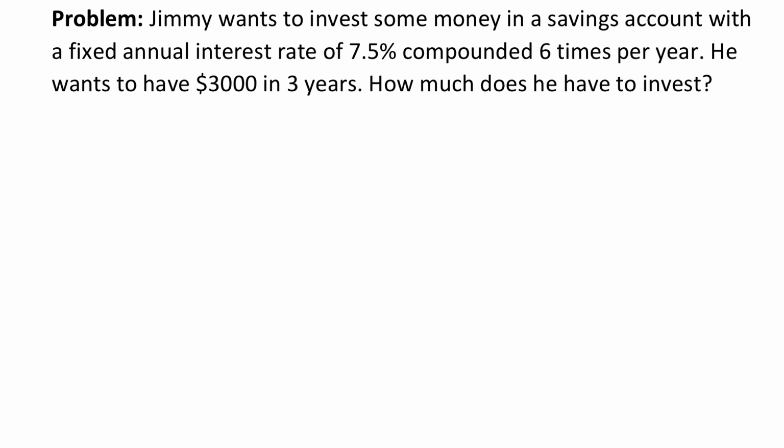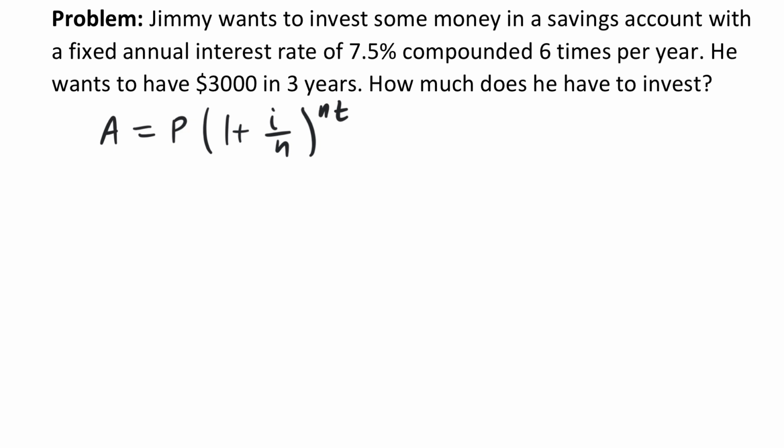Jimmy's going to invest for a fixed annual interest of 7.5%, compounded 6 times a year. He wants to have $3,000 in 3 years. How much does he have to invest? So again, I'm going to put the formula here for you. A equals P, 1 plus I over N to the power of NT. And I would encourage you to pause the video and give this one a try. See if you can at least plug in all the numbers and potentially solve for the missing value.